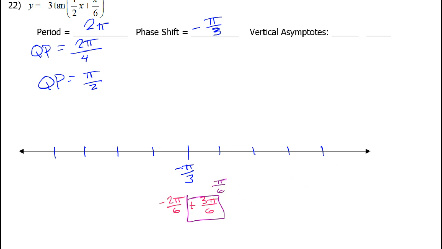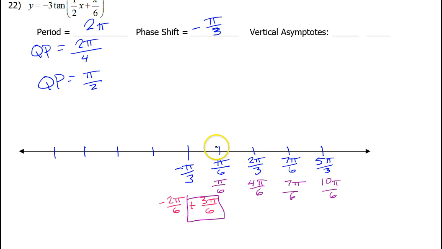So now I have 1 pi over 6 plus 3 pi over 6. That would be 4 pi over 6. Plus 3 pi over 6 again would be 7 pi over 6. Plus 3 pi over 6 again would be 10 pi over 6. Now I put it down low in case I needed to reduce something. So pi over 6 doesn't reduce, so this will just be pi over 6. 4 pi over 6 reduces down to 2 pi over 3. 7 pi over 6 does not reduce. 10 pi over 6 is 5 pi over 3.